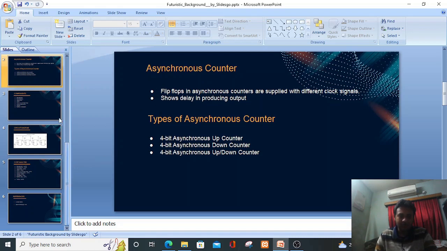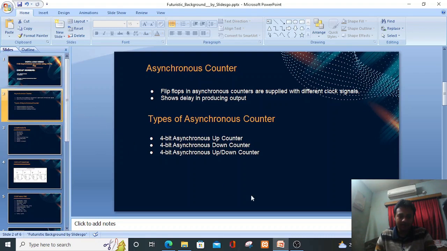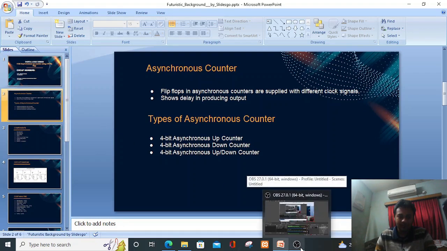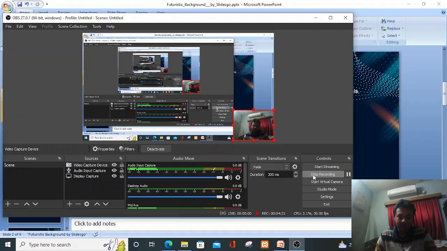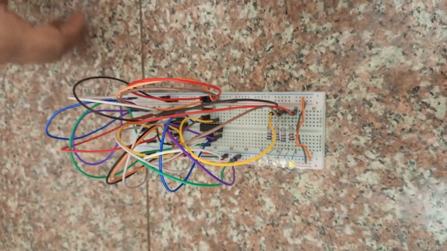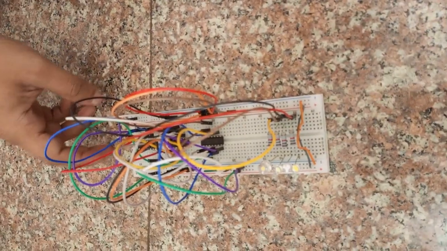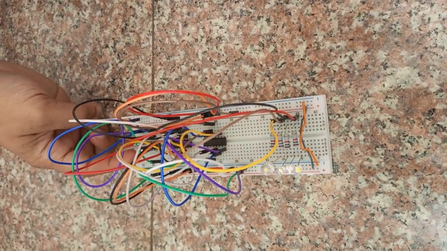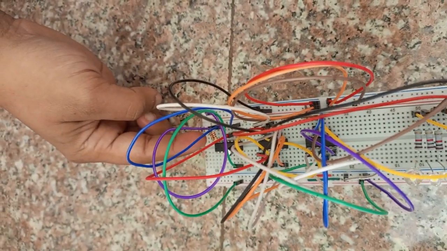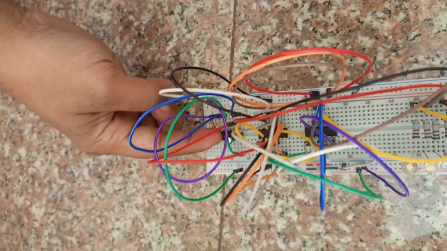So I will show you how it works. So let's see how the circuit works. Now I am going to show you how the circuit works. Here we have used a 100 microfarad capacitor. This is a 250k resistor. This is a 250 ohm resistor.